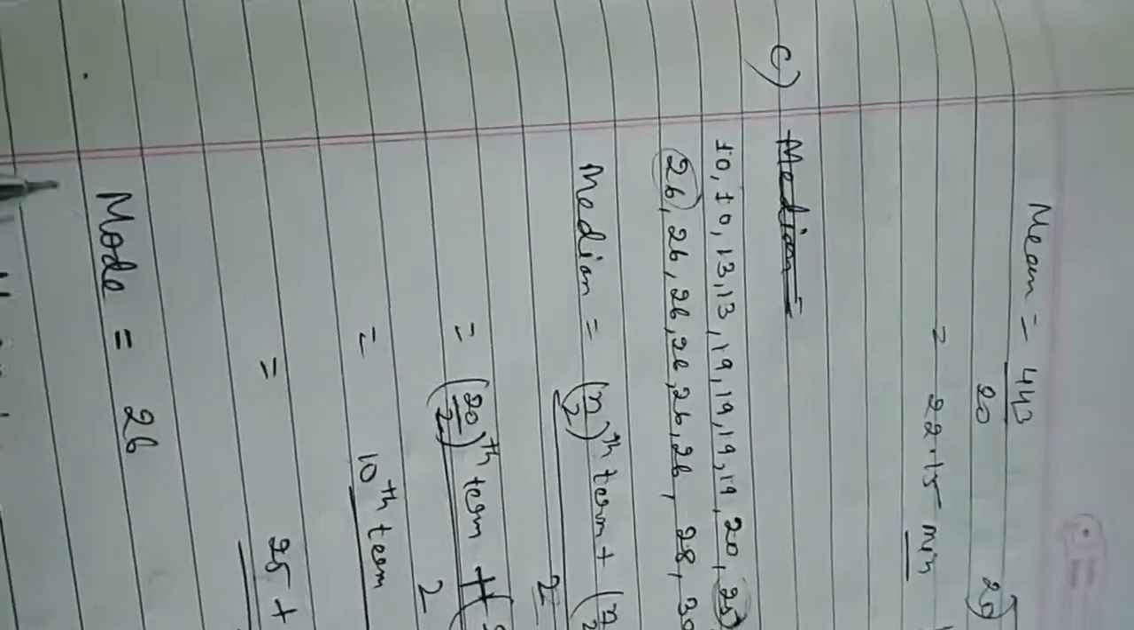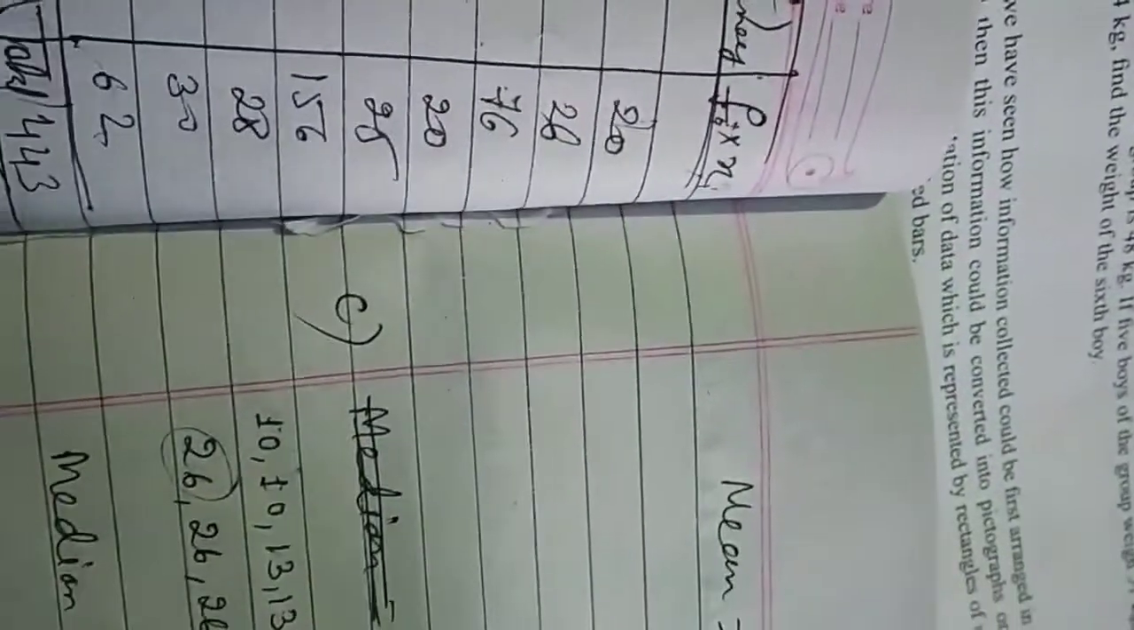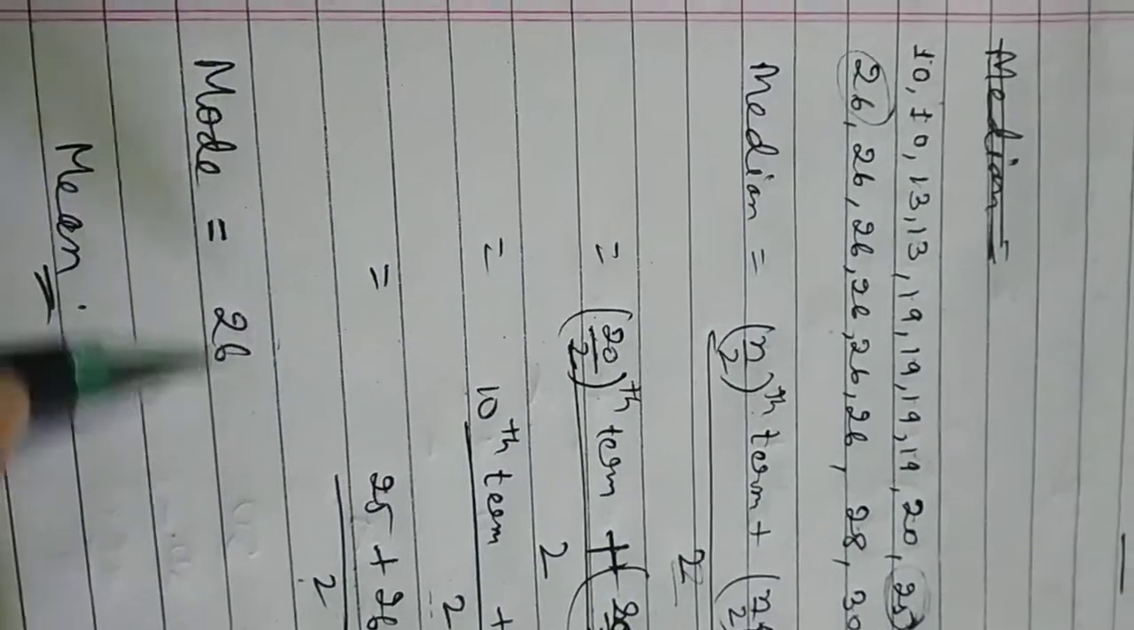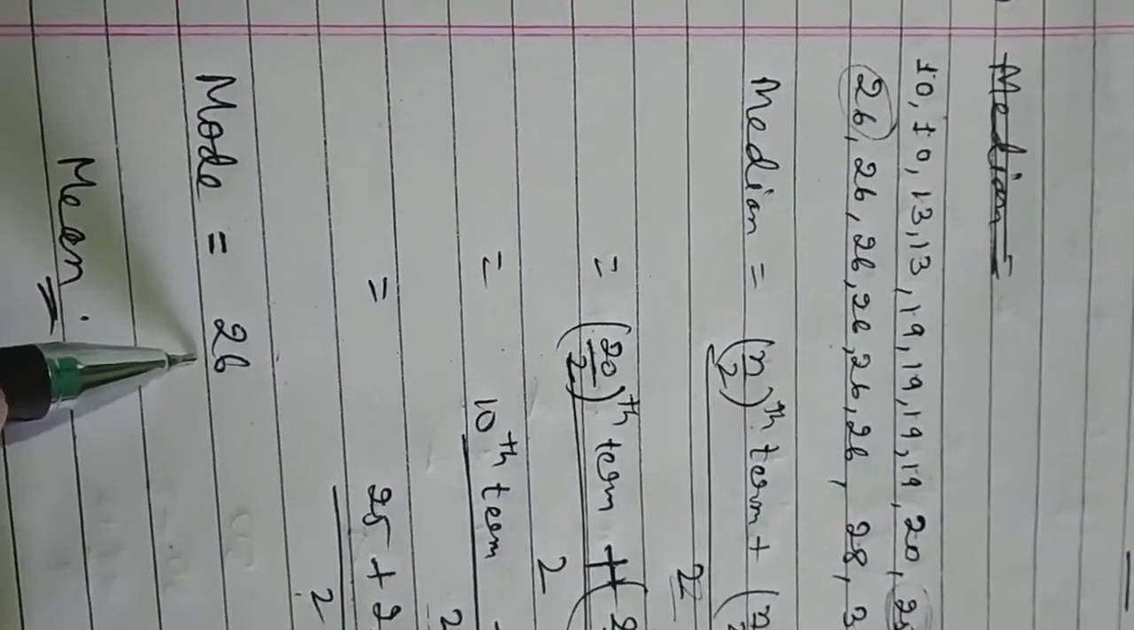Now what is mode, students? Mode is the most frequently occurring number. So 26 occurs in this data 6 times. So 26 will be the mode. Maximum number of times 26 is coming, so 26 will be the mode.